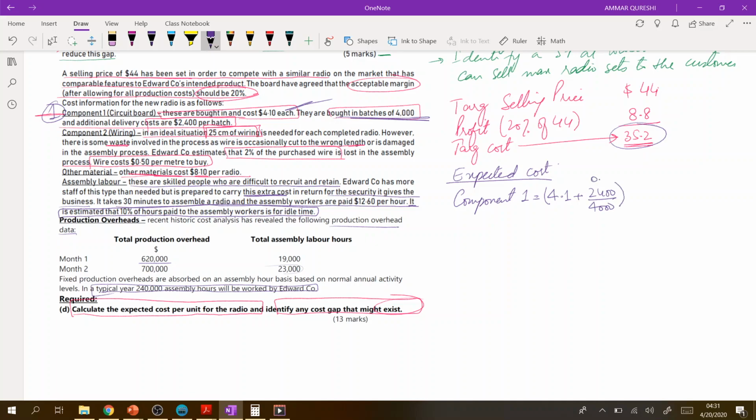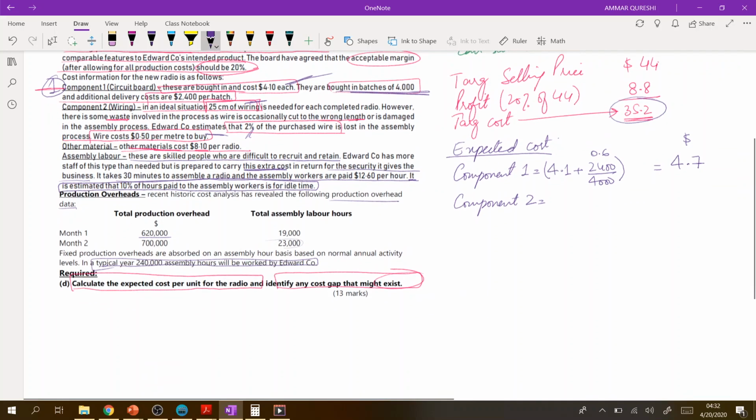And this is 0.6. 0.6 plus 4.1 is 4.7. Right? So this is the cost of component 1. Now component 2. In an ideal situation, 25 centimeters of wire is needed to complete the radio. However, there is a wastage involved there, about 2%, and the wire costs 0.5 per meter to buy.